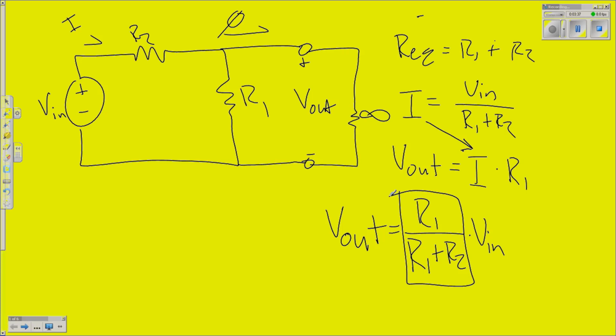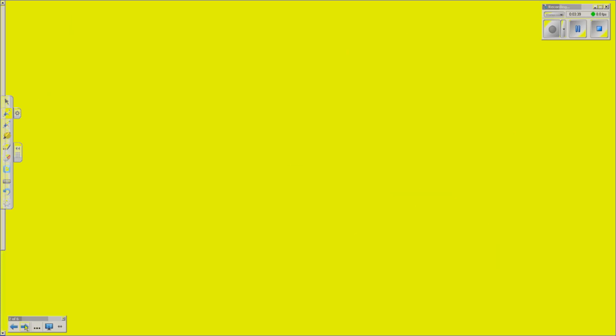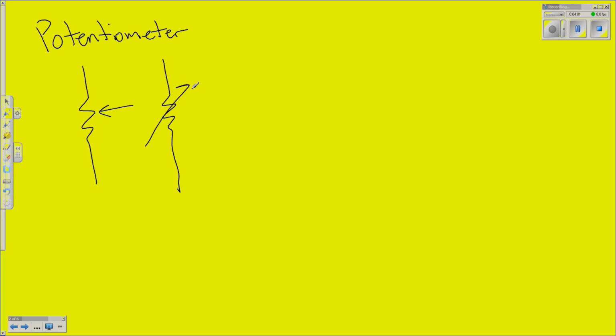Now, the potentiometer is a device that allows us to change the resistance of a resistor, say. It's basically a variable resistor. A circuit element we draw like this, except it's got an arrow on it. Sometimes you might see, in general, something like that. That arrow across the element just means it's variable.